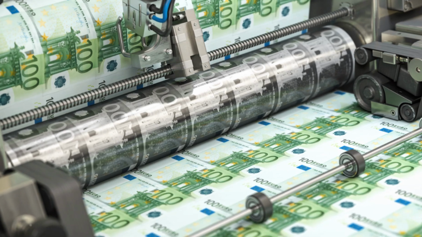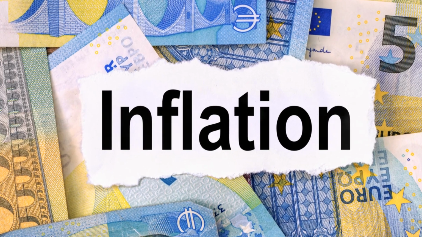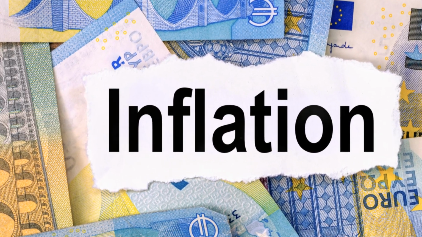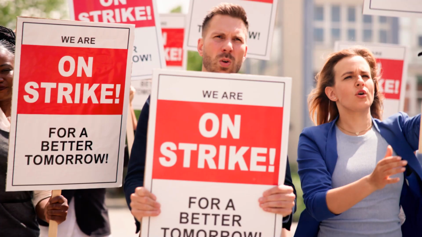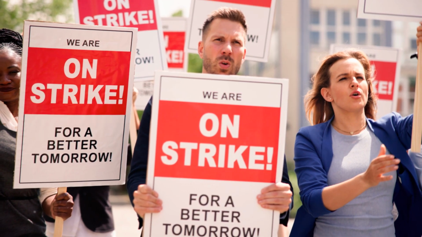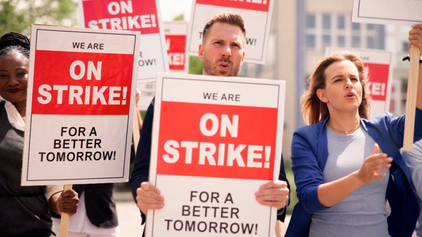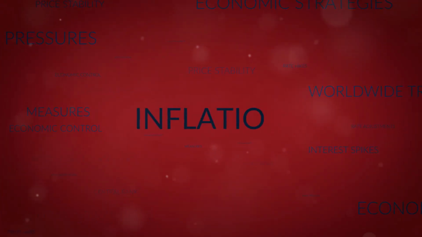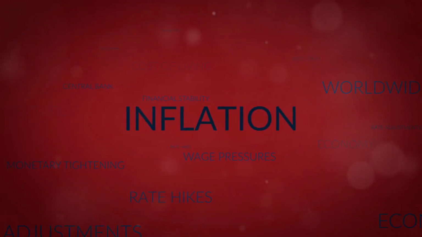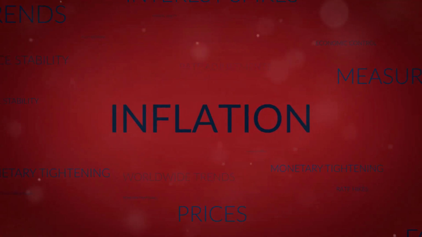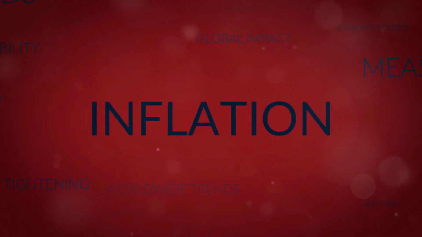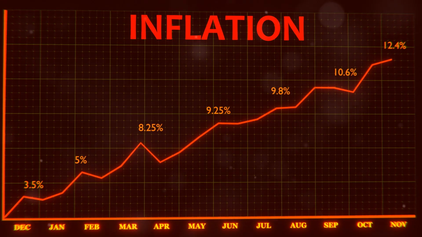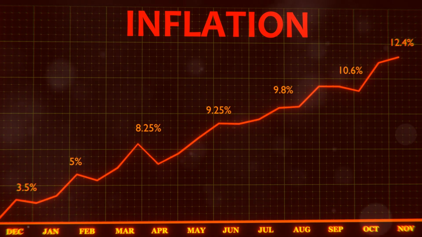Third, monetary inflation, which occurs when a central bank prints more money, increasing the money supply. And finally, built-in inflation, which is linked to adaptive expectations. As workers demand higher wages to keep up with rising living costs, businesses increase prices to cover higher wage costs, creating a cycle of inflation.